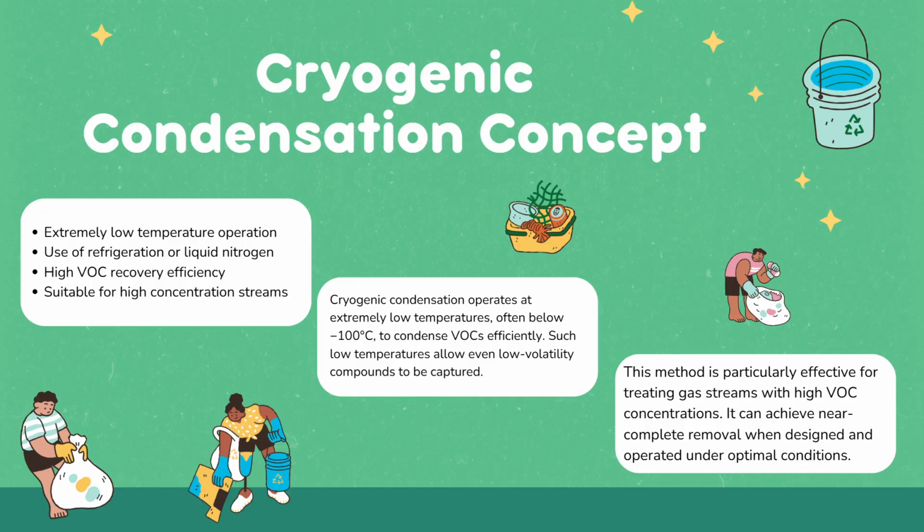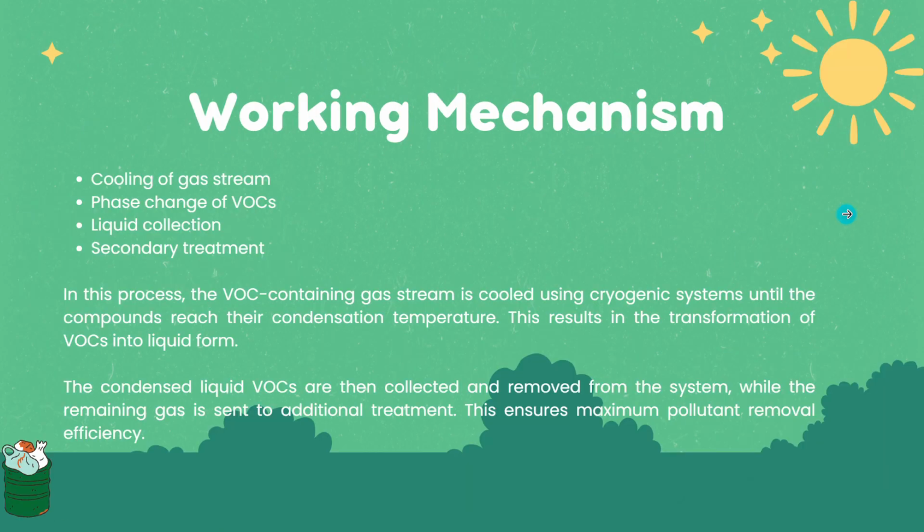Cryogenic condensation operates at extremely low temperatures, often below minus 100 degrees Celsius, to condense the VOC efficiently. Such low temperatures allow even low volatility compounds to be captured. This method is particularly effective for treating gas streams with a high VOC concentration. It can achieve near complete removal when designed and operated under optimal conditions.